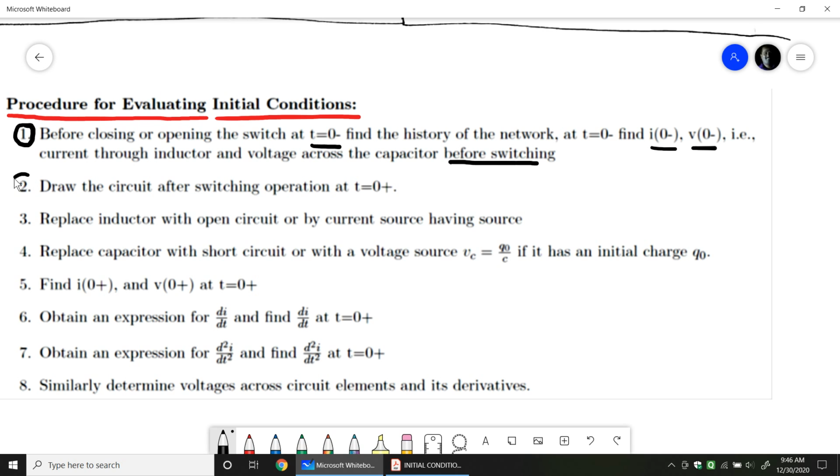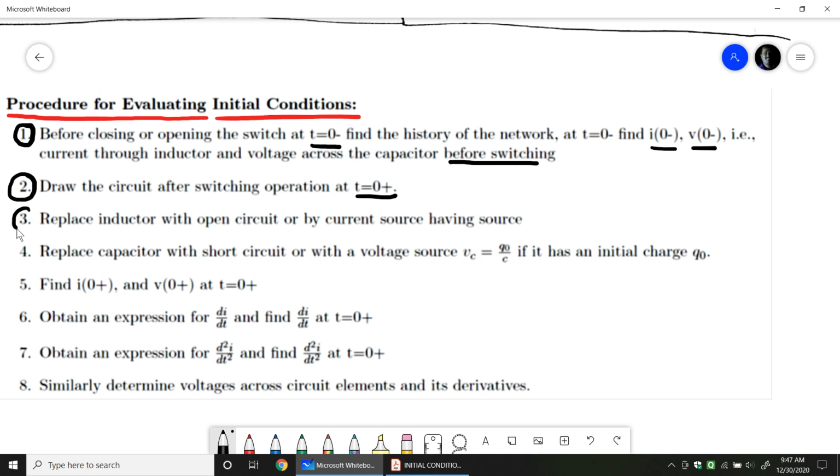Then the second step is to draw the circuit after the switching operation at t equals 0 plus. That is, we draw the circuit when the switch is closed at t equals 0 plus. There might be a condition where they give you that at t equals 0 plus the switch gets open. Certain things can also be given in the problem, so you need to draw the circuit according to whatever is mentioned in the question at t equals 0 plus.